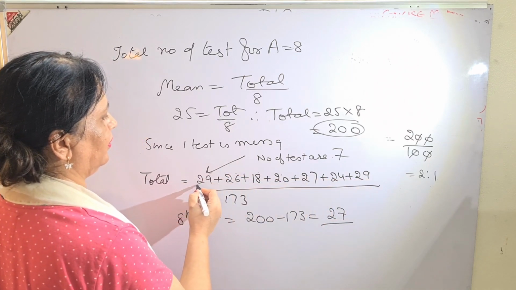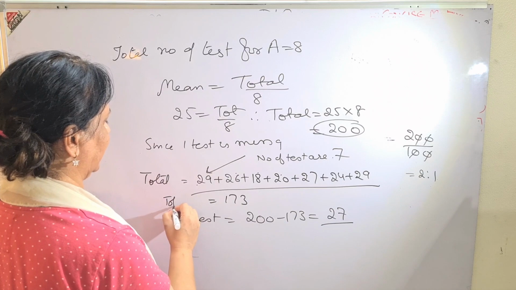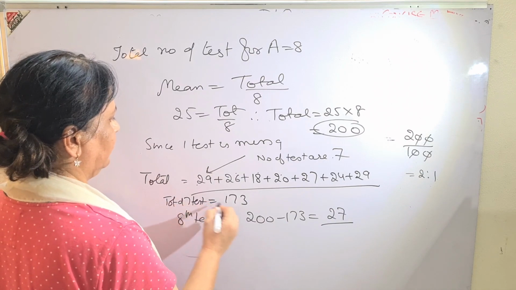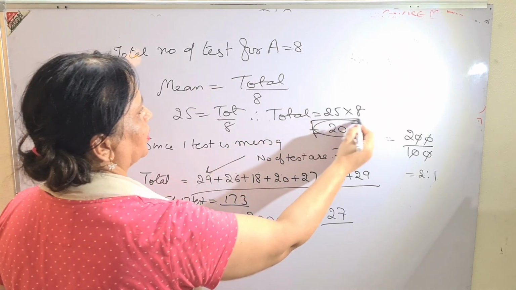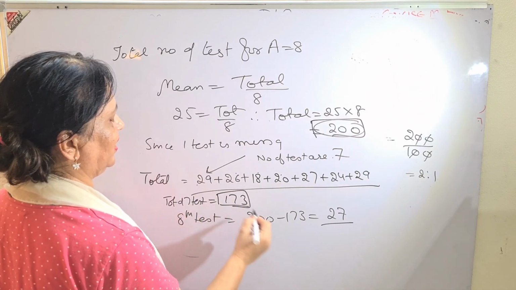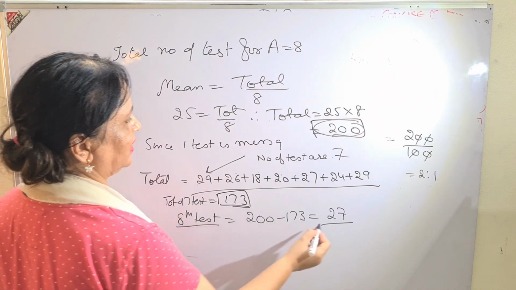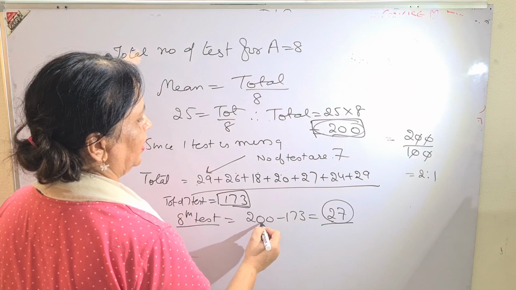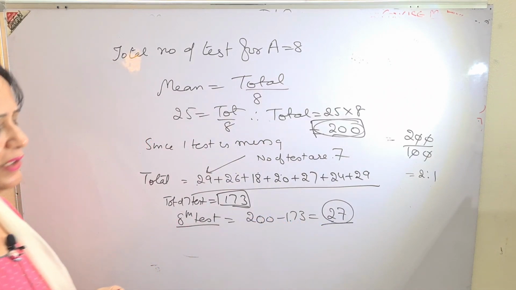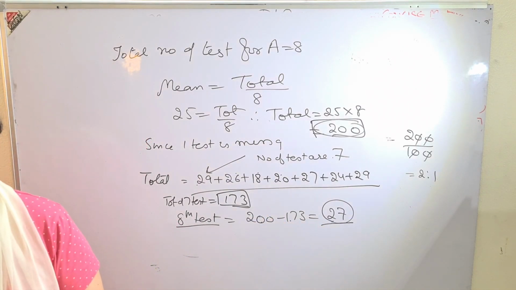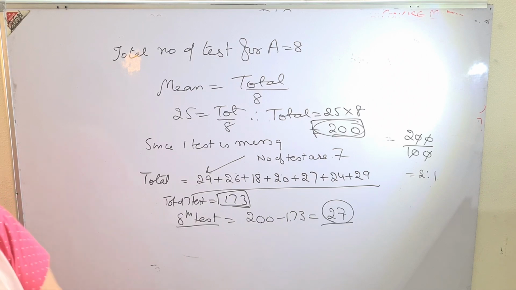I added all the numbers, I got the total of 7 tests, 173. 8 tests was 200, 7 tests was 173. He wanted me to find the 8th test, which was 200 minus 173. See children, all the questions are so important and very, very easy also.